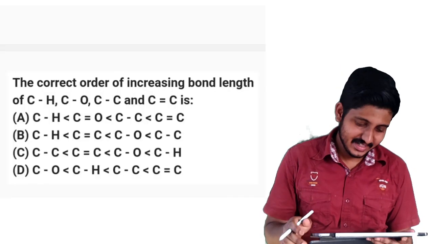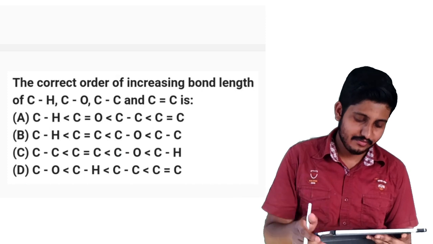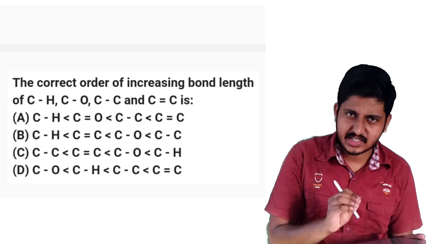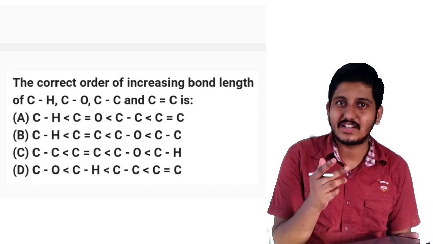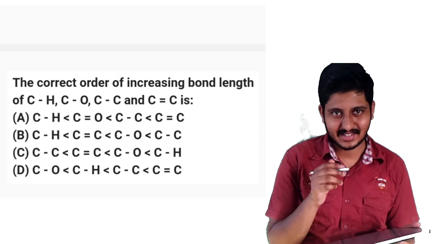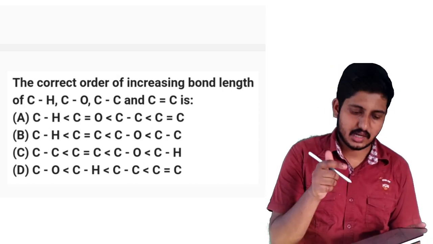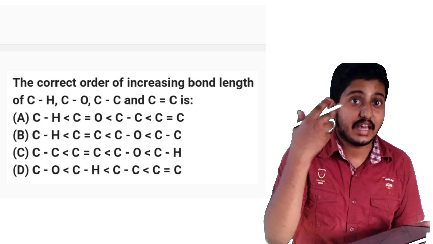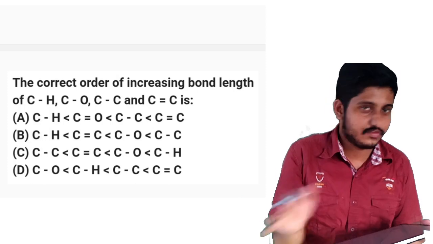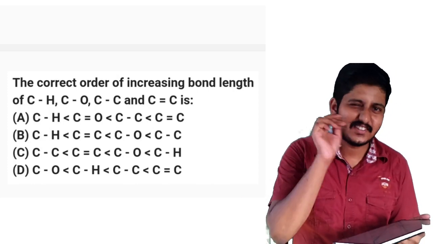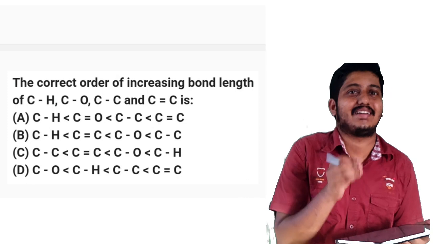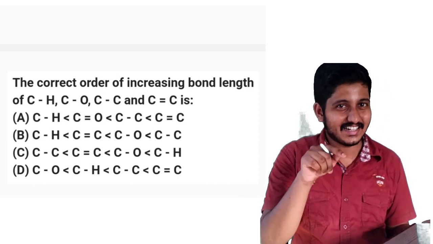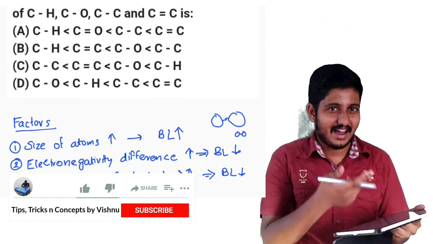So children, let's go to the question. The correct order of increasing bond length of CH, CO, CC and C double bond C is. Okay. As I have told, this is a very easy question, but what I often see is that children just learn these answers by heart. But that is very dangerous, because if some other bonds or some other atoms come, or if you get confused or tense during the exams, then you will make it wrong. So you have to consider three important points, the concepts behind answering such questions. The concept is very easy.